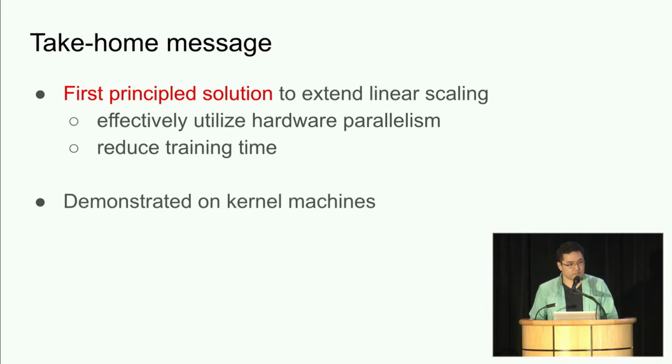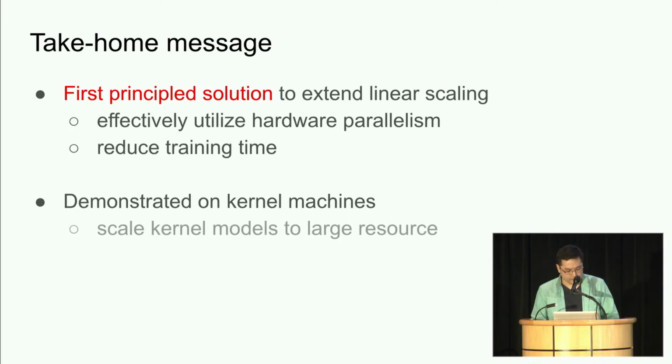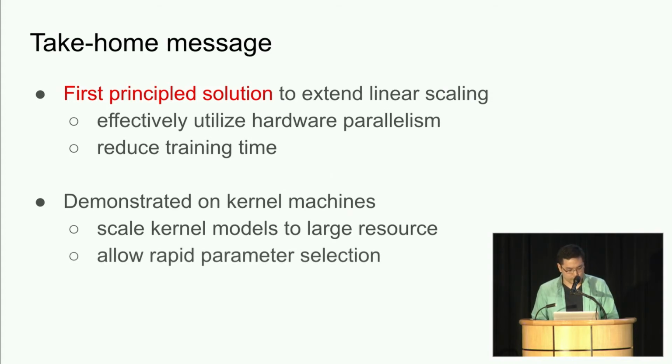Our method is only demonstrated on these kernel machines, but in fact, it's more general. On these classical kernel machines, we're able to scale the kernel models to very large scale. This was not possible with kernel models when applying mini-batch SGD. It also allows us to rapidly do parameter selection. Nowadays, we basically choose all the kernel functions and parameters automatically in our experiments.